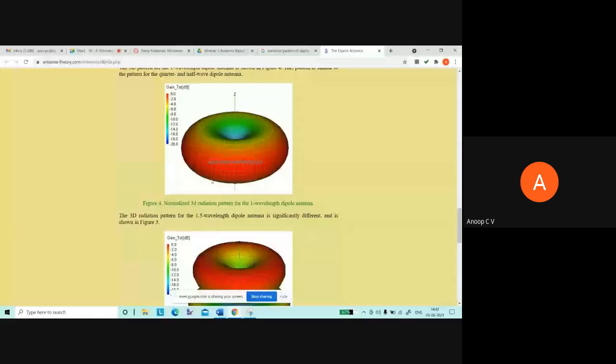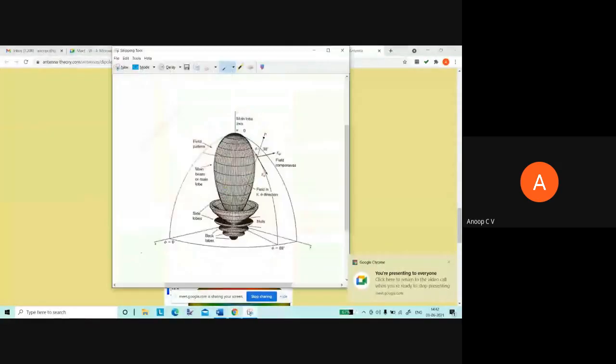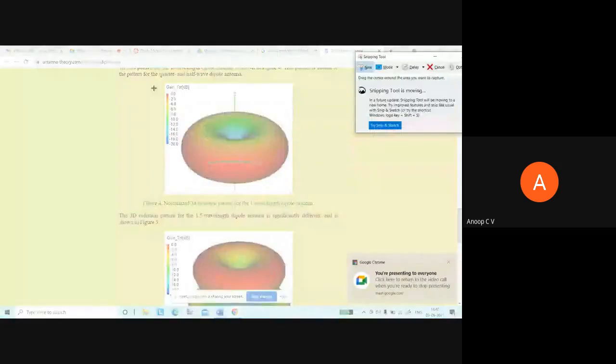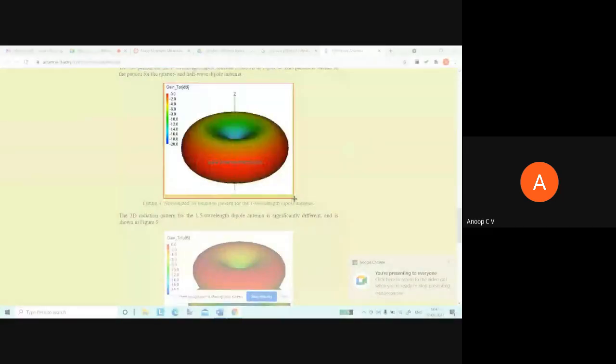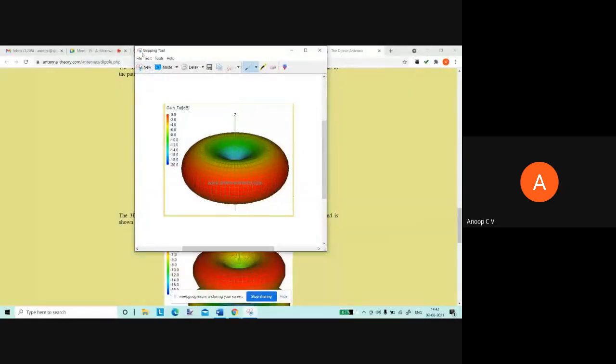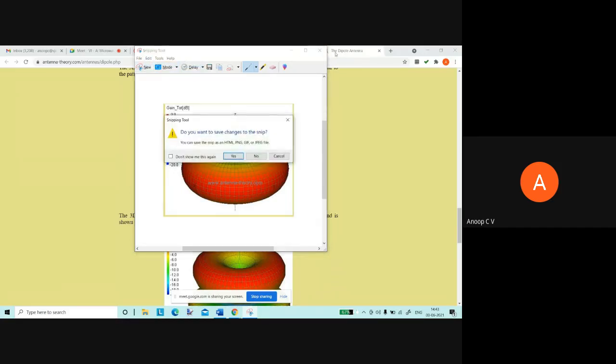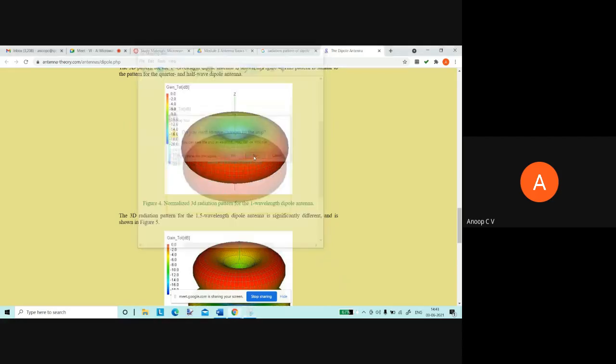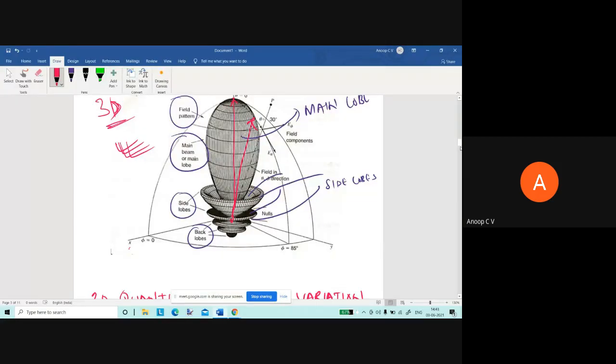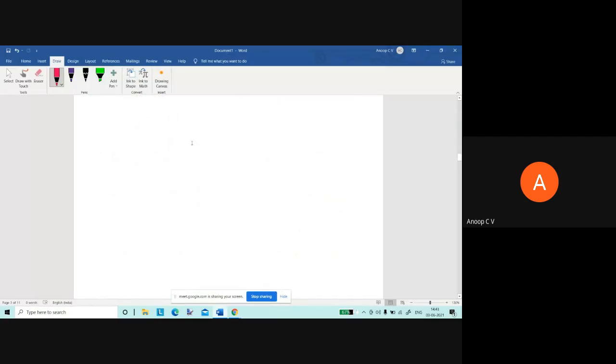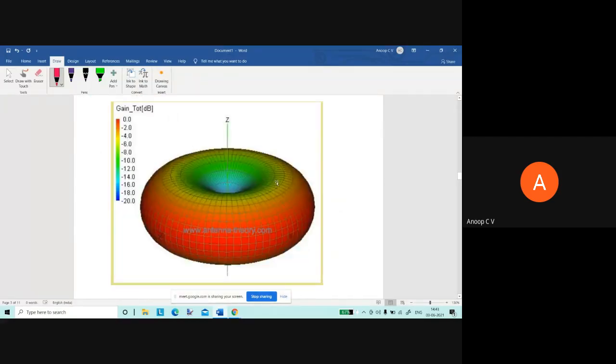Right, so you see here, this is how the 3D radiation pattern of a dipole antenna will look. Maybe I'll just snip it and paste it in our Word. So I'm snipping it and pasting it in our Word. So this is how our 3D radiation pattern will look for a dipole antenna.